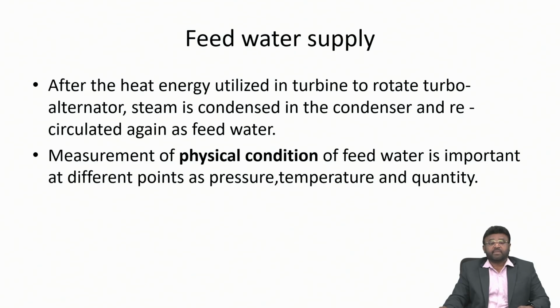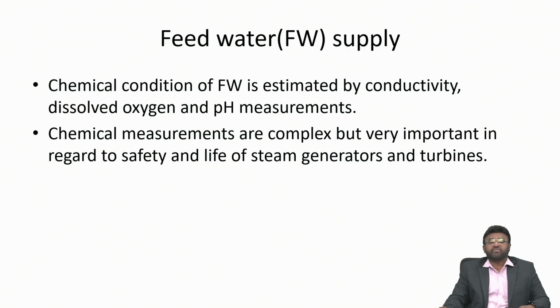The feed water supply is also an important aspect, because we know well how the feed water is being supplied to the boiler with the overview diagram. This is the feed water supply. The chemical condition of feed water is estimated. As I told you, chemical analysis and analytical instruments come into the picture for the analysis of conductivity, dissolved oxygen, and pH meters.